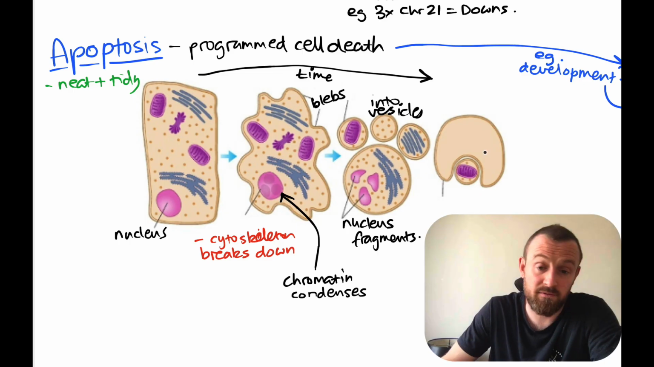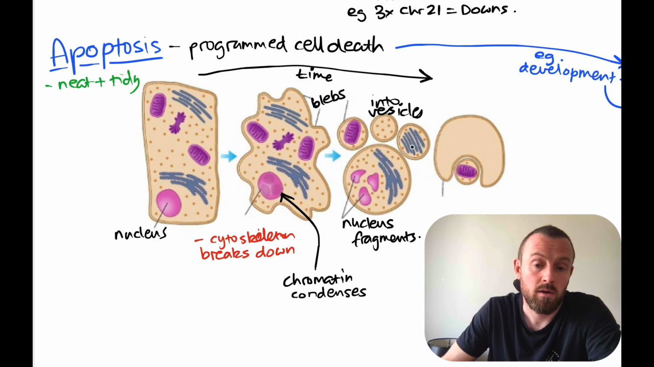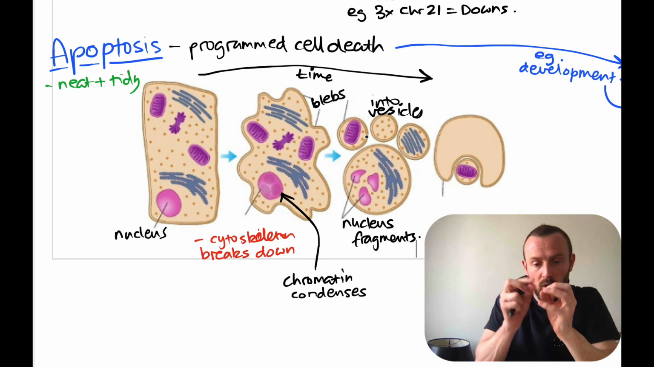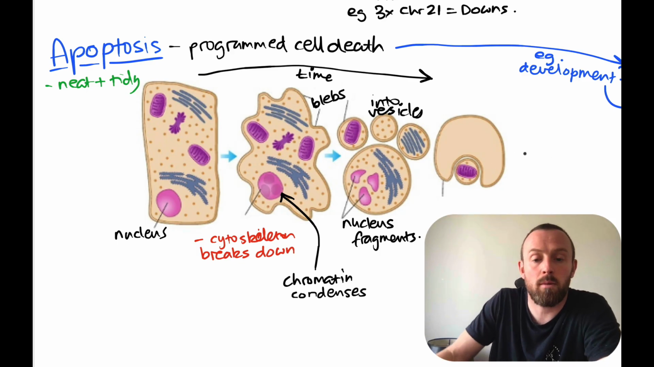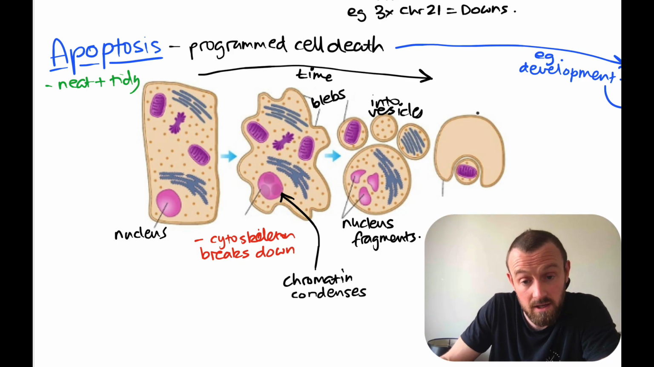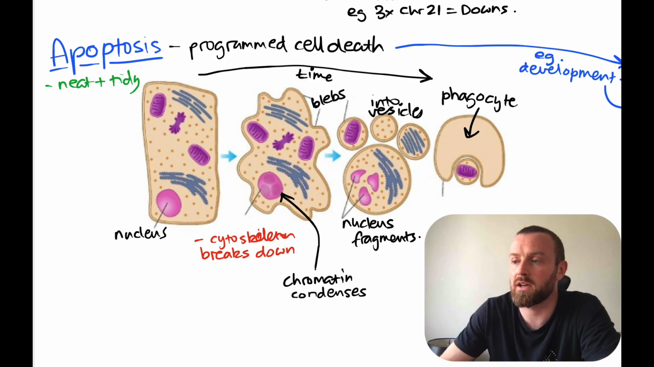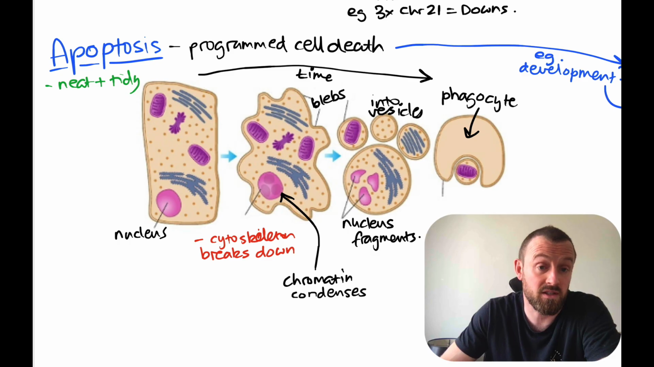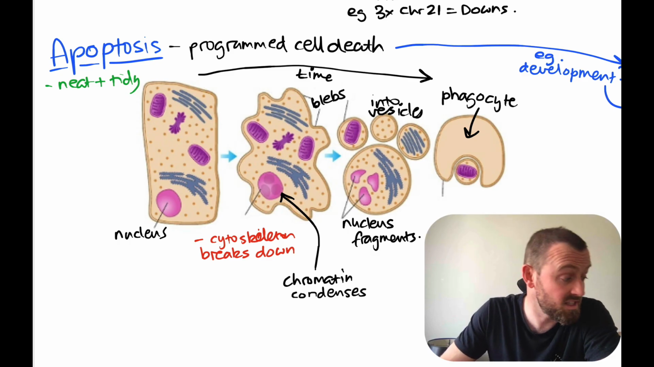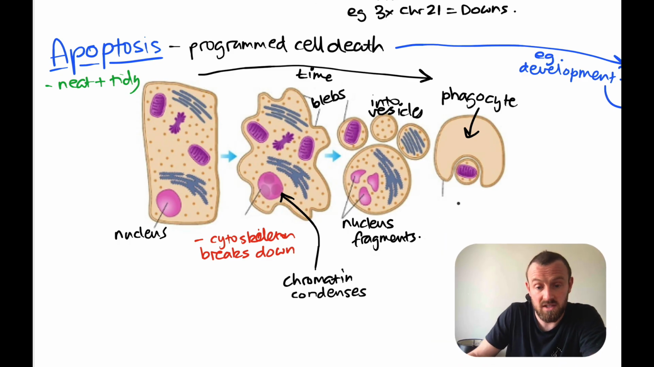And finally, once these fragments have become small enough, they can be hoovered up by phagocytes. So this is a phagocyte here, which remember is an immune cell, and it's almost like a hoover inside the body. It hoovers up any little pieces of this cell that has killed itself and cleans and tidies everything up. So this is the one vesicle.